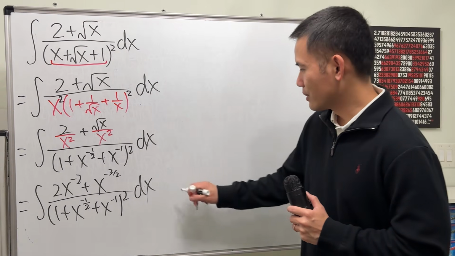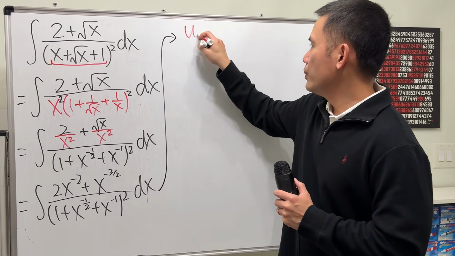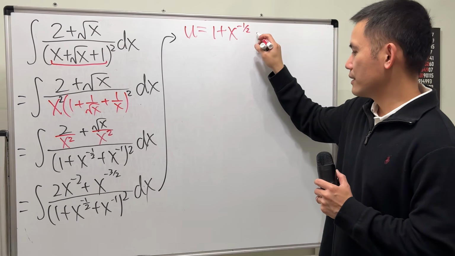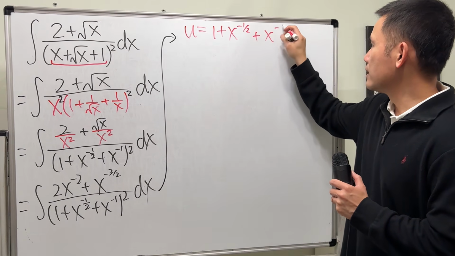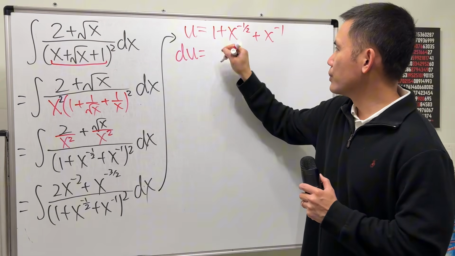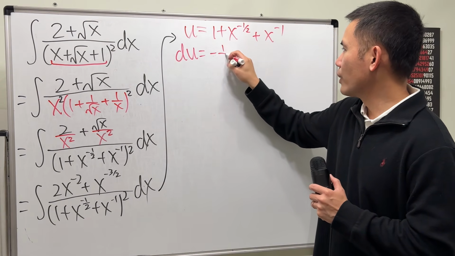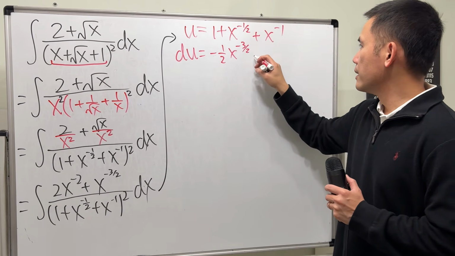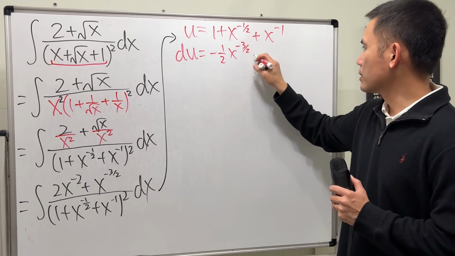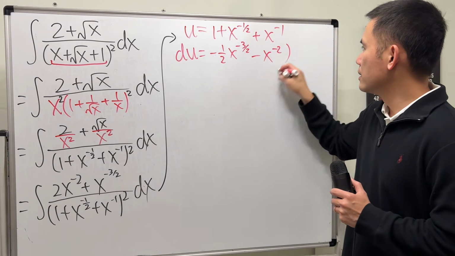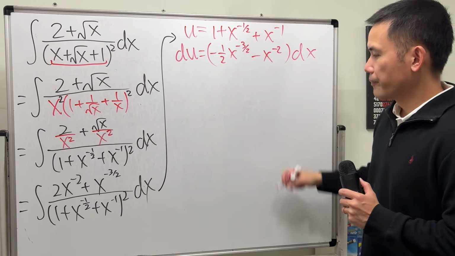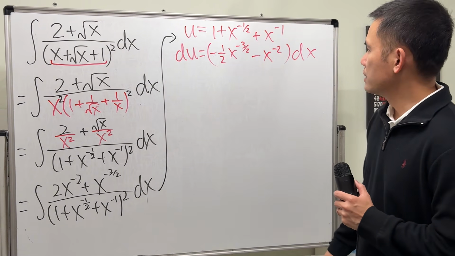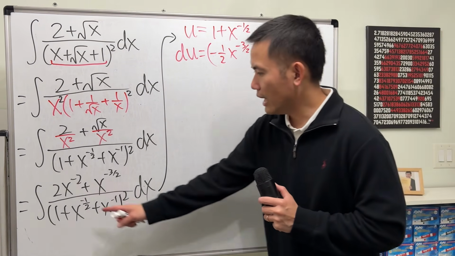I am going to continue right here. u is equal to the inside, 1 plus x to the negative 1/2 plus x to the negative 1. du is equal to, that's 0, and we have negative 1/2. Subtract 1, we get negative 3/2. And then bring the negative 1 to the front, so it's minus x to the negative 2, dx.